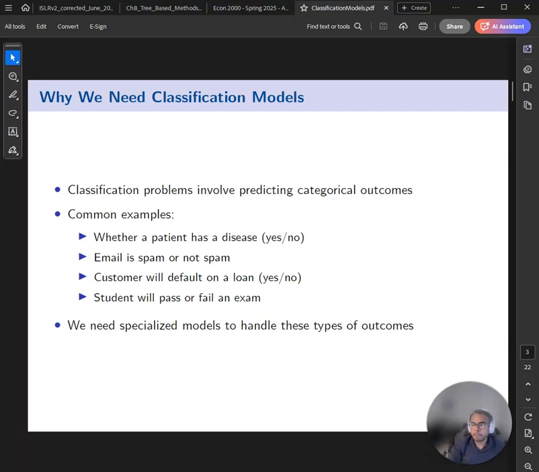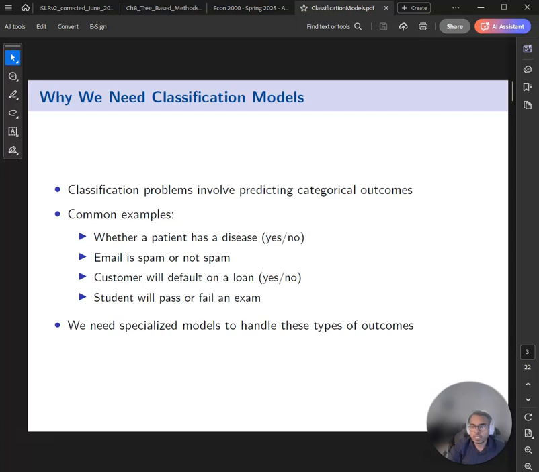So let's begin. In statistics and data science, we often encounter problems where we are trying to predict outcomes that fall into categories rather than continuous values. Think about these everyday examples. You might want to predict whether a person has a disease. That is a yes or no outcome.